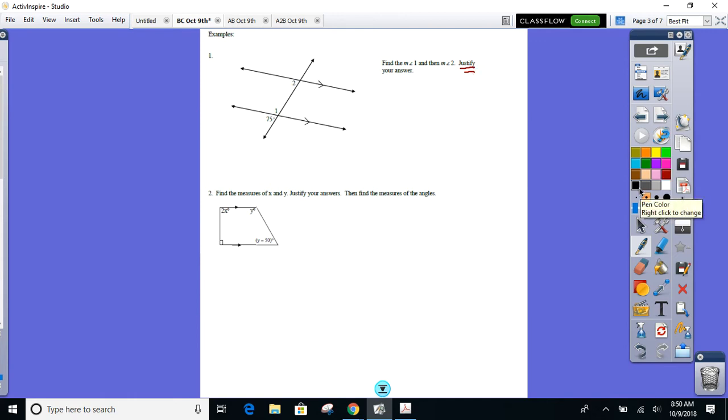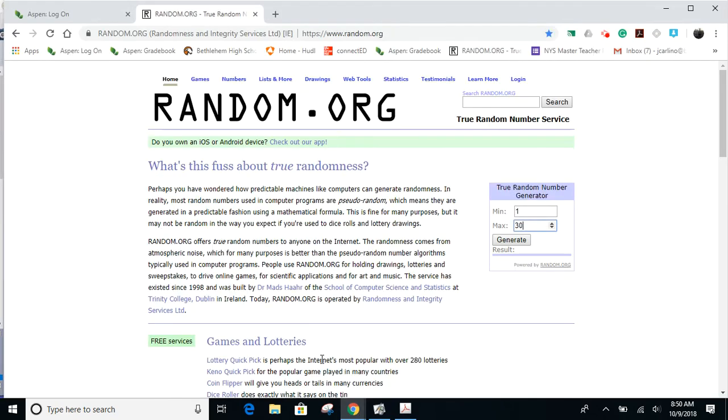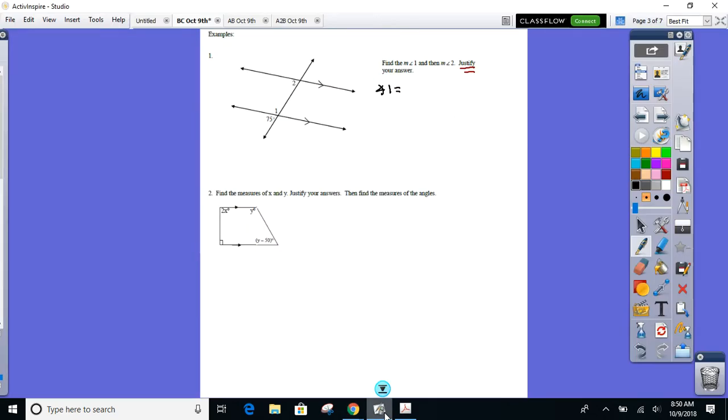Which angle do you want to start with? 1 or 2? Okay. Angle 1 equal to what? And how do you know? Let's go to the old generator here. Let's start it off by 25. Let's hear what you got to say. What is angle 1? It is 105. Nice job. How do you know it's 105?